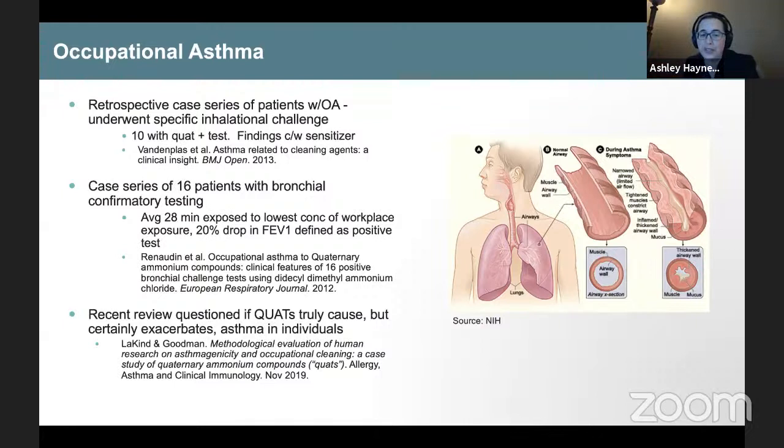There's certainly enough evidence to say that it exacerbates asthma in those with underlying asthma. It's partially because there are just so few studies, and the studies are very small, or they're individual case reports rather than large trials. Next slide.